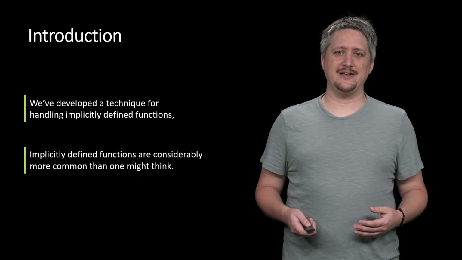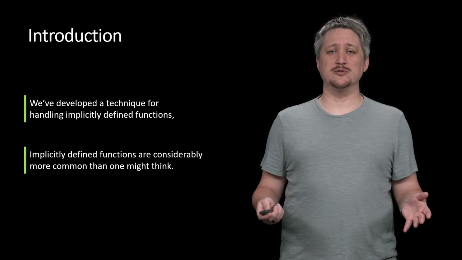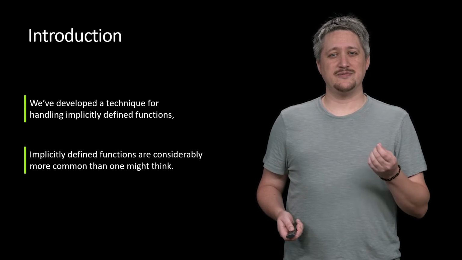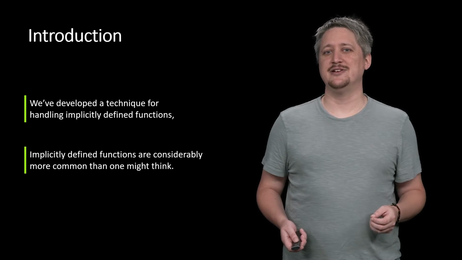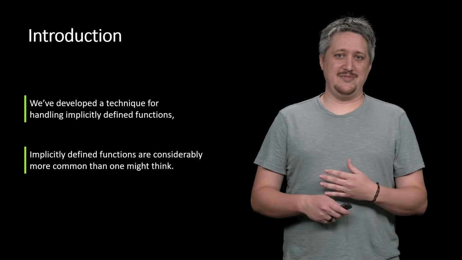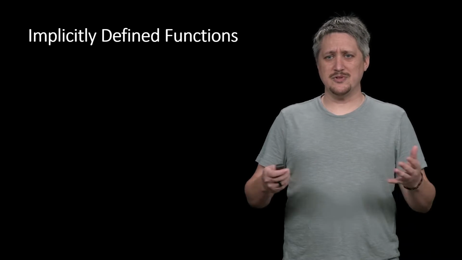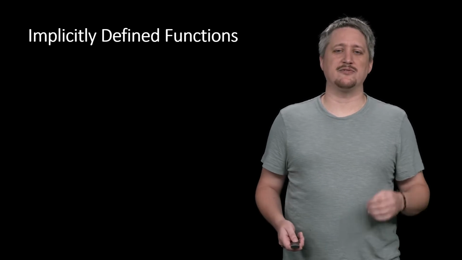this is useful. And it turns out that implicitly defined functions are considerably more common than you might think. It might seem like a very specific area, a very particular thing that you might have to encounter once in a while. But it turns out that it happens a lot. So I guess the question then is why? Where is that coming from?